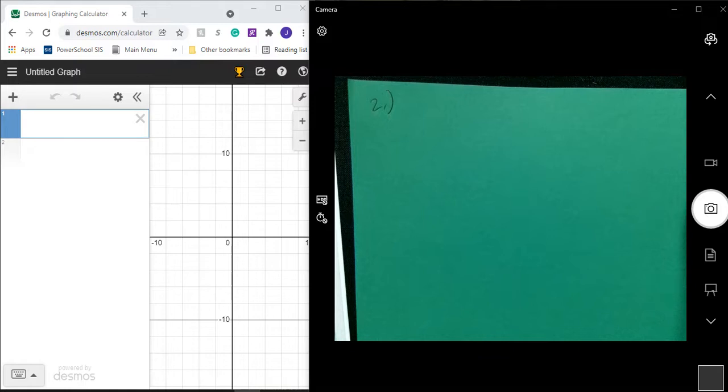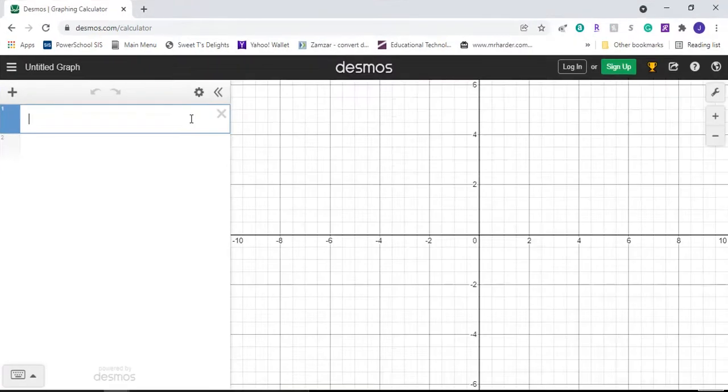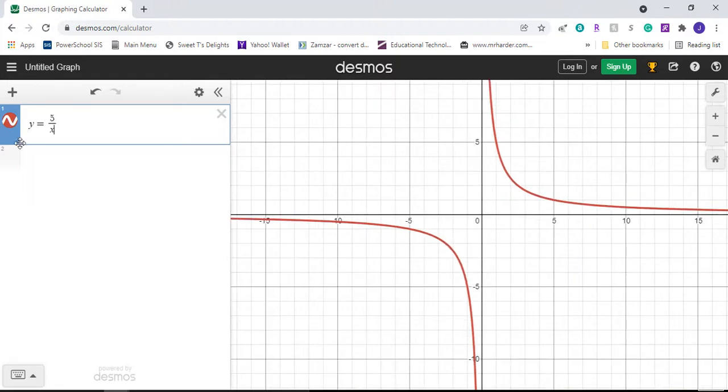It says sketch the graphs of the following pair of functions on separate coordinate systems. Use labels or colors to differentiate the graphs. Verify your sketches using your graphing calculator. Okay, so basically they want us to graph here, and you can see this in your textbook. They have f of x, but we're going to use y. Y is equal to 5 divided by x. That's one graph. Now we see that that is in red.